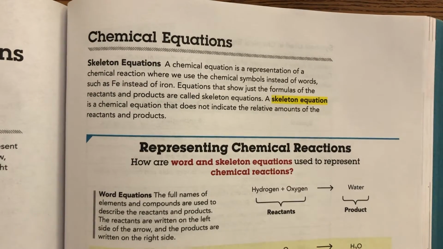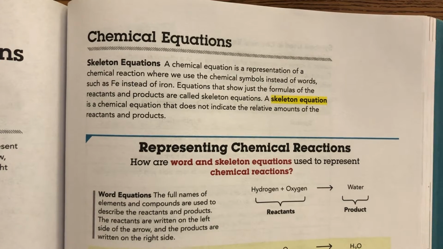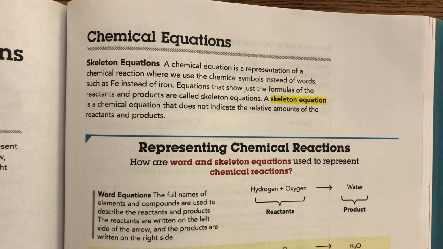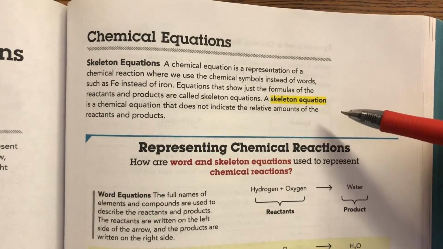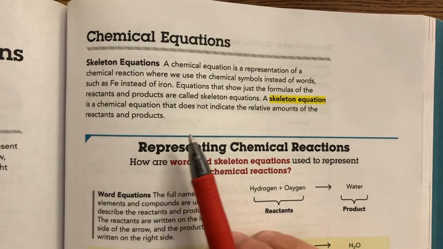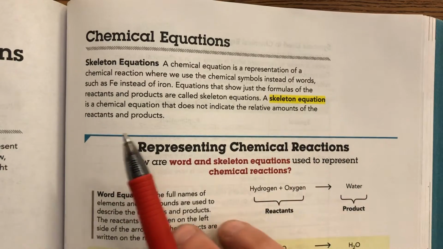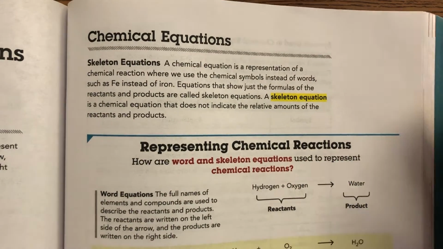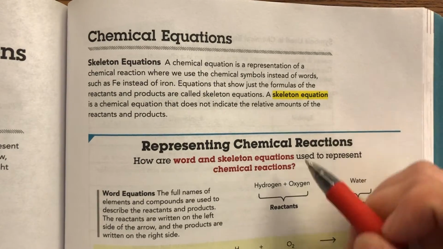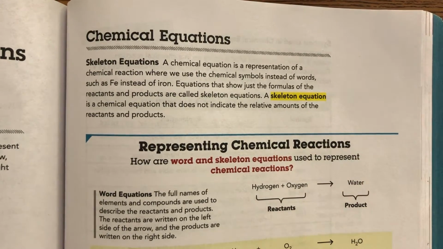Today we're going to be talking about chemical equations. Last time we talked about word equations, and now we're going to start applying some of the chemistry concepts to it. A skeleton equation is a chemical equation that does not indicate the relative amounts of reactants and products. So make sure to write this down, include this in your notes. Basically, we're just talking about what's happening.